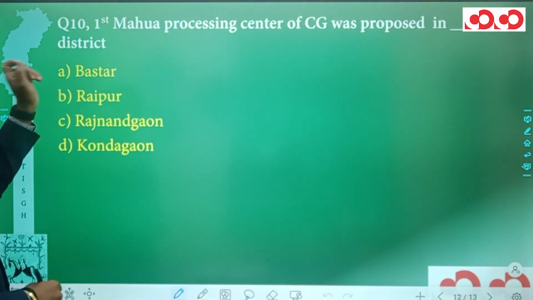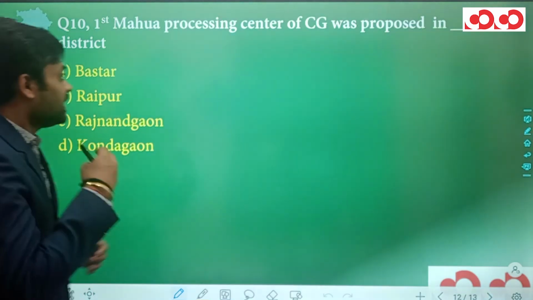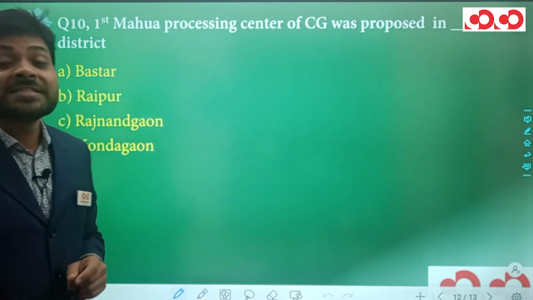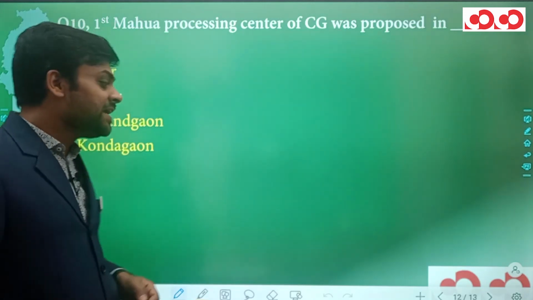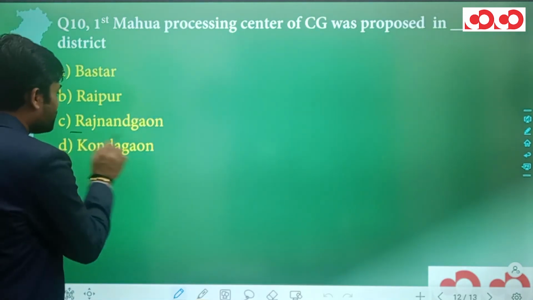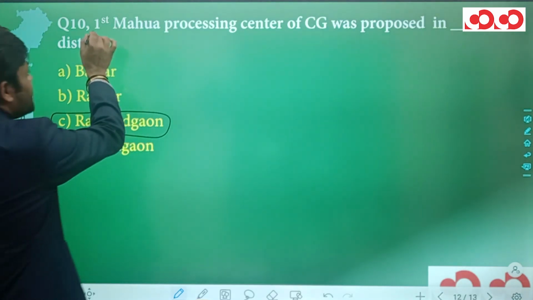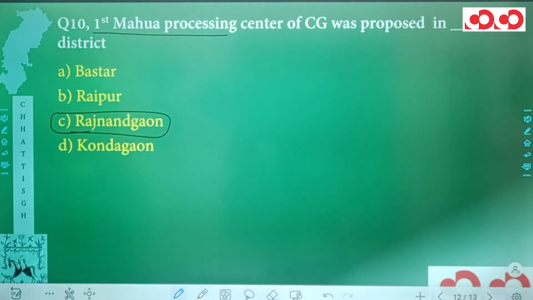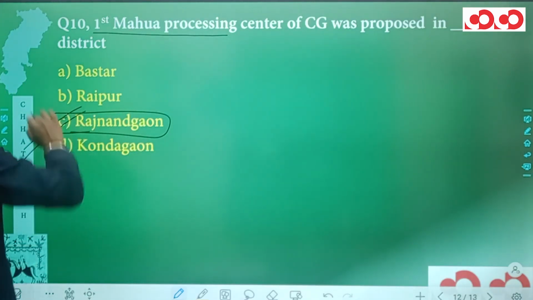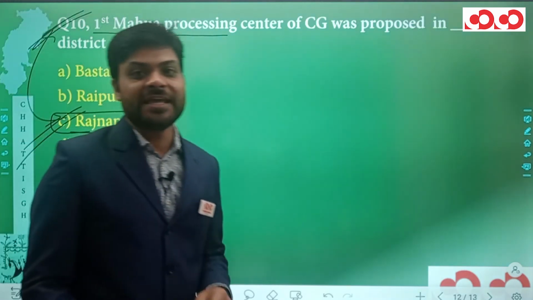And finally, let's move to our 10th question. First Mahuha Processing Center of Chhattisgarh was proposed in which district? Let me tell you, the first Mahuha Processing Center, not only of Chhattisgarh but of entire central India, was proposed at Rajnandgaon. Clear? So the first Mahuha Processing Center was proposed at Rajnandgaon, which is mentioned in option C, and hence option C is going to be the correct option for our 10th question.